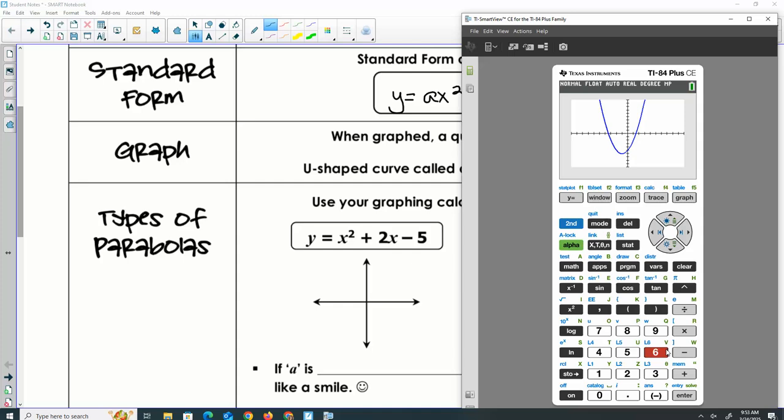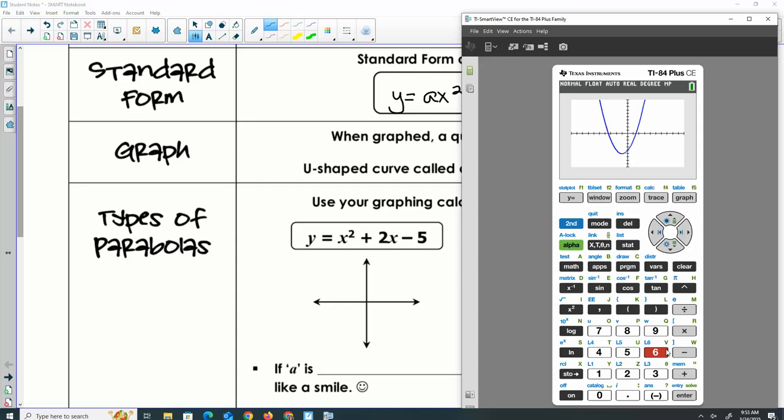That's what I was asking. Alright, who else? You go x squared plus 2x minus 5. And you go 8 and you get graph. You just put the equation down.